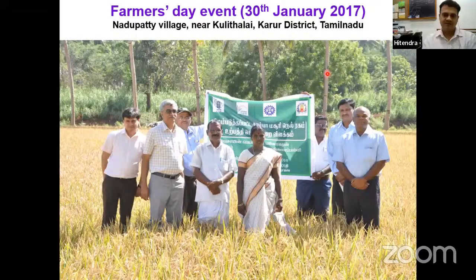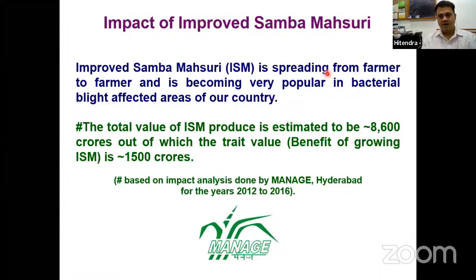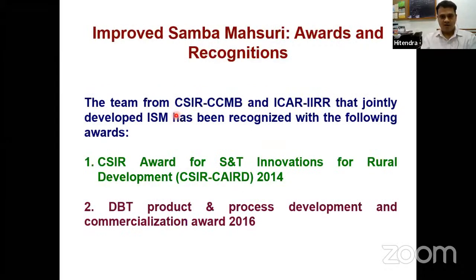And this variety was developed in collaboration with the Indian Institute of Rice Research. So far it has been cultivated in 9 lakh hectares in different states, and currently it is being cultivated in about 2 to 3 lakh hectares. And because of this variety, the farmers have got a benefit of approximately 1500 crores. Okay, so it is helping farmers in increasing their income. And we have licensed the variety to 3 companies. And for this work, we have received 2 prestigious awards.